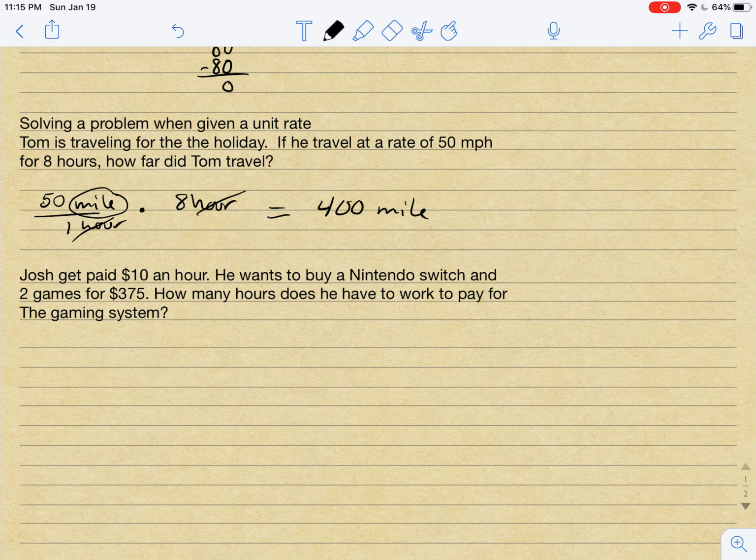Okay, one last one. Josh gets paid $10 an hour. He wants to buy a Nintendo Switch and 2 games for $375. How many hours does he have to work to pay for the gaming system? So this is going to turn into a one-step equation. So we know that he's getting paid $10 per hour. So we're going to multiply that by the number of hours he has to work. And we know that he needs to make $375.